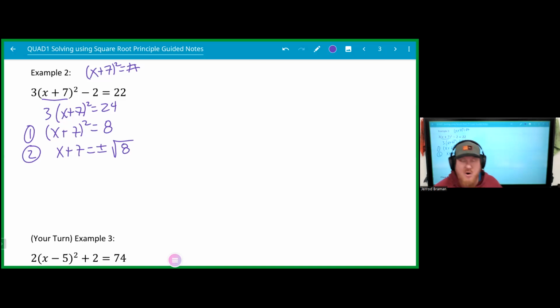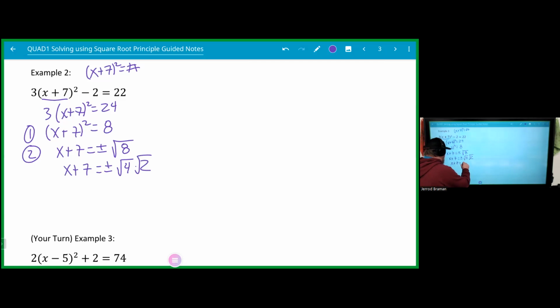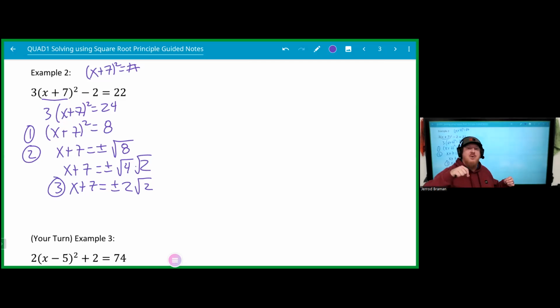Is there a perfect square in the square root of 8 that's not 1 when we talk about products? And hopefully you're seeing this already, right? 4 is a perfect square, and 4 times 2 gives me 8. This could be plus or minus the square root of 4 times the square root of 2, because that's still square root of 8, but we know the square root of 4. So we've simplified it. We can get x plus 7 equals plus or minus 2 square root of 2. The radical has been simplified, but this is an example where we have to solve for x.